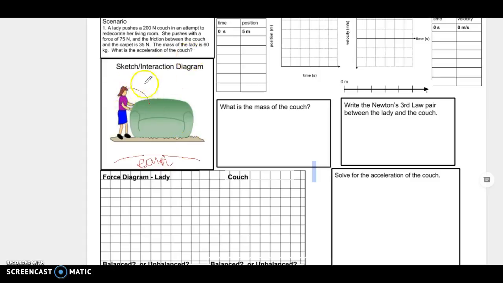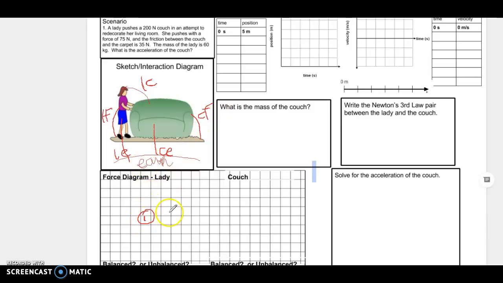So we're going to have the lady and the couch. Okay, the couch and the floor. The lady and the floor. Okay, the lady and the earth and the couch and the earth. Why does this pen not work? Okay, so there's the interactions. So let's just start by trying to make the diagrams and see where it goes.